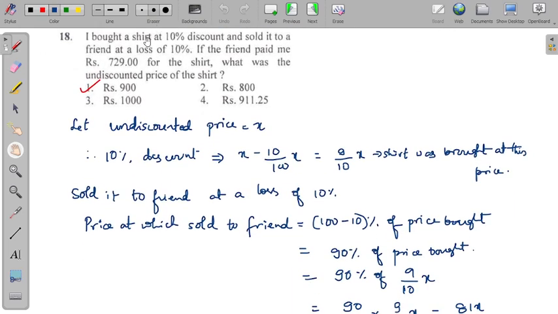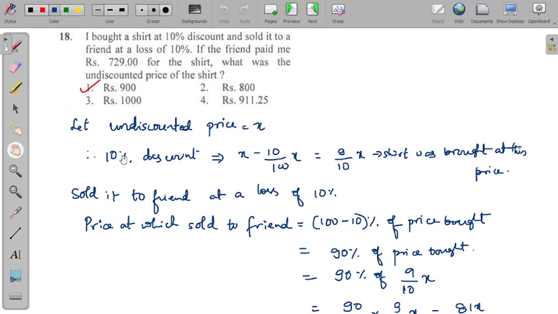Now I bought a shirt at 10% discount and sold it to a friend at a loss of 10%. So if the friend paid me rupees 729 for the shirt, what was the undiscounted price of the shirt? Undiscounted means original price of the shirt. Let me take the undiscounted price as X. So I have to find out how much is the discount. 10% is given on the undiscounted price. How much is the discount? So X minus 10 by 100 into X is equal to 9X by 10. This is the price at which the shirt was bought.